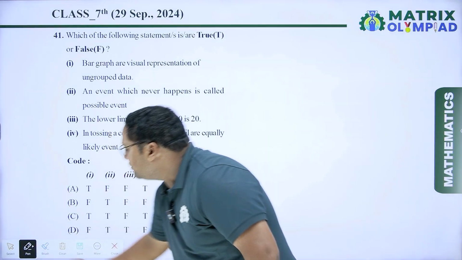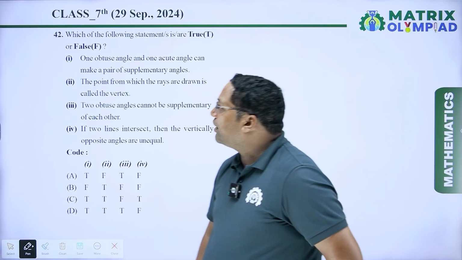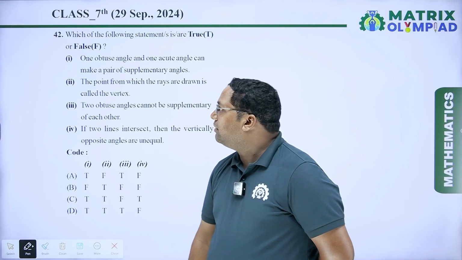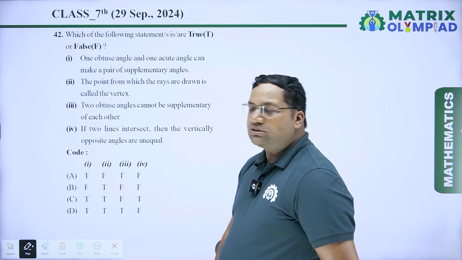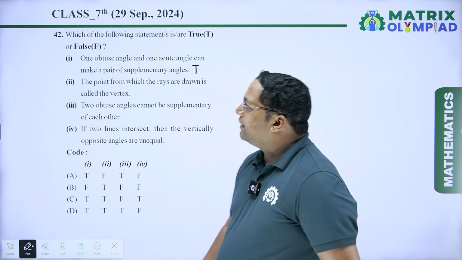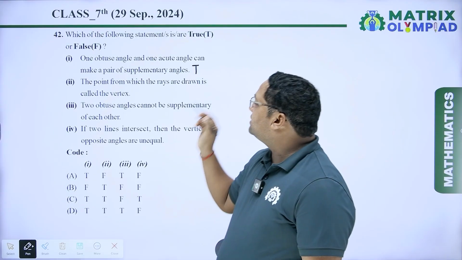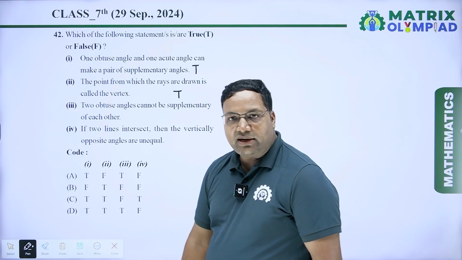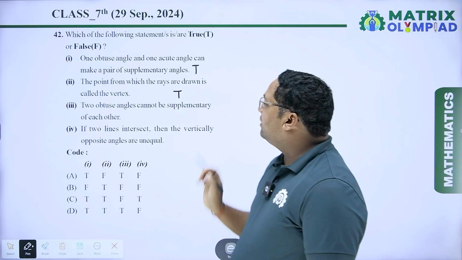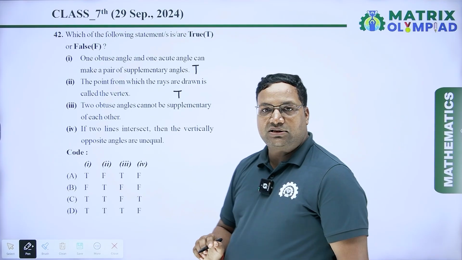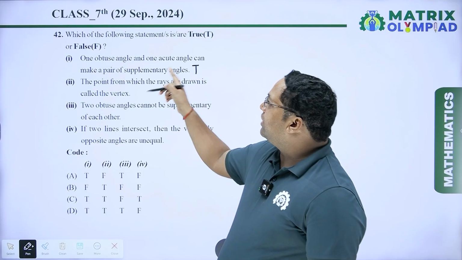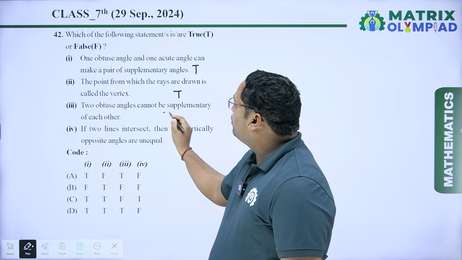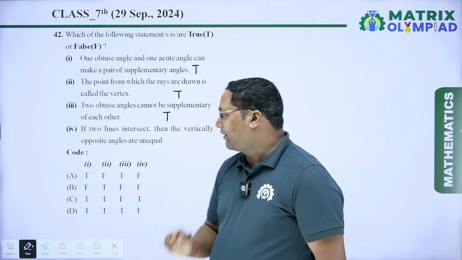Coming to the next question. Now coming to question number 42. First, one obtuse angle and one acute angle can make a pair of supplementary angles. Yes, it is a true statement. Next, the point from which the rays are drawn is called the vertex. Yes, it is also a true statement. Next, two obtuse angles cannot be supplementary to each other. Yes, it is true, because one obtuse and one acute angle can make supplementary angles, so two obtuse angles cannot.